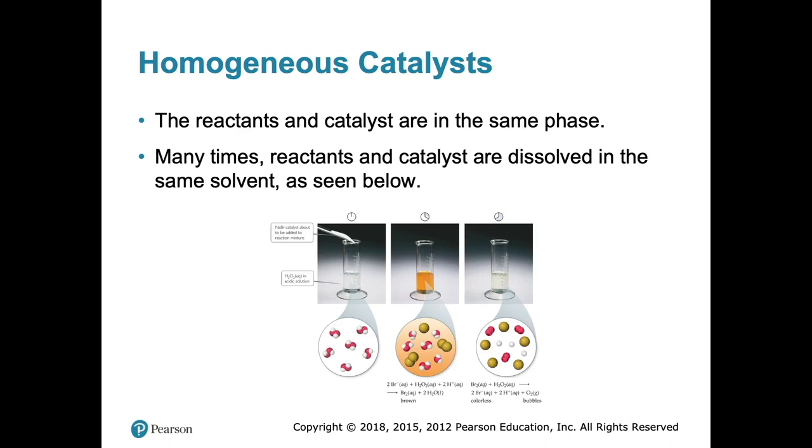So in a homogeneous catalyst, the reactants and the catalyst are in the same phase. Many times the reactants and catalysts are dissolved in the same solvent as seen below. So with a homogeneous catalyst, both are liquids, or they're dissolved into the liquid, where you can't even really see after you've added the catalyst that the catalyst is there. Okay, so that's a homogeneous catalyst. It makes sense because homogeneous means the same.